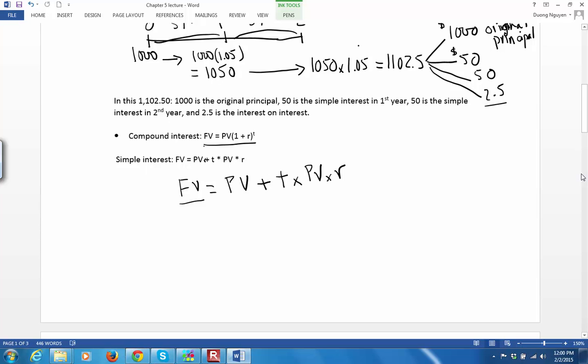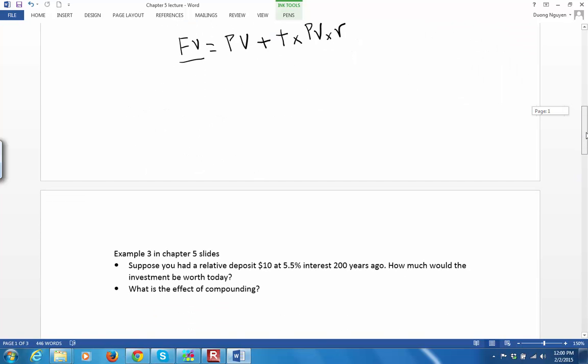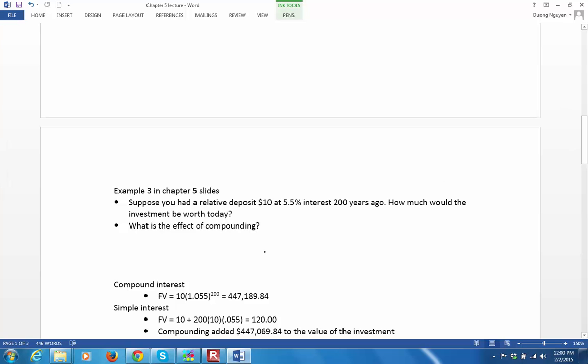Alright, let's take a look at the example here. Suppose that you deposit $10 at 5.5% interest 200 years ago. How much would the investment be worth today, and what is the effect of compounding? Alright, so let's take a look at the simple interest. If the interest is simple, you deposit 200 years ago.